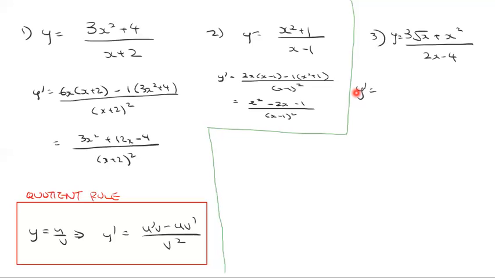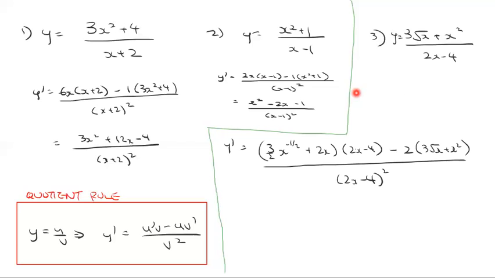So deriving the numerator: 3 over 2, x to the minus a half, plus 2x, multiplied by 2x minus 4, minus the derivative of the denominator, which is 2, times 3 root x plus x squared, all over 2x minus 4, all squared.